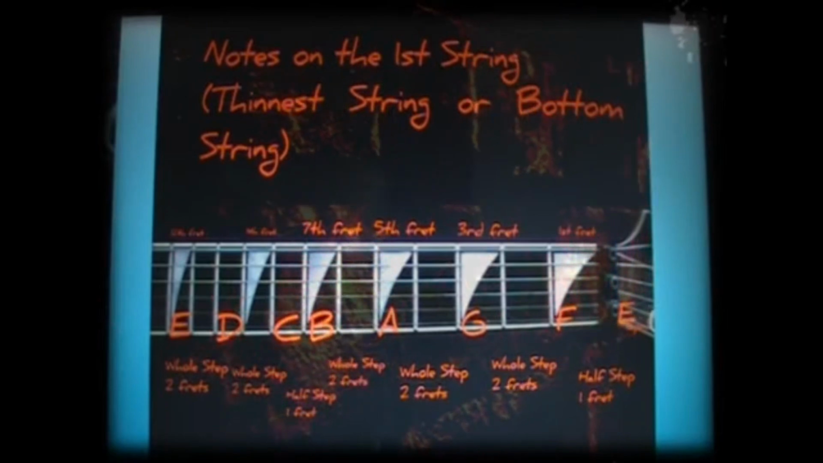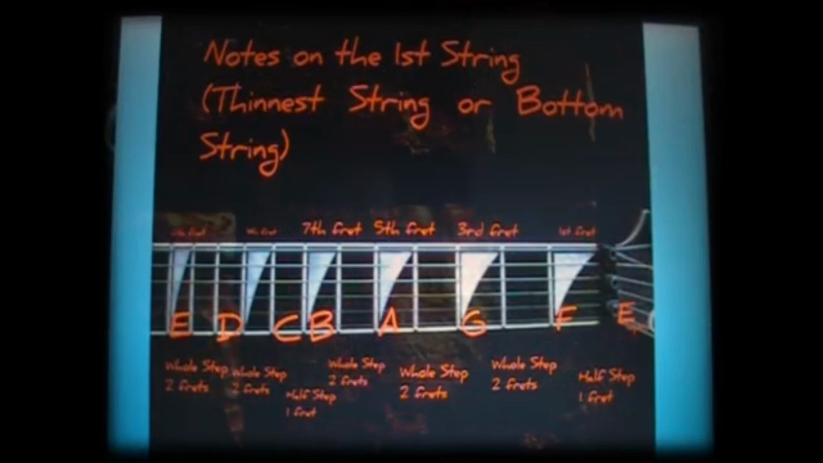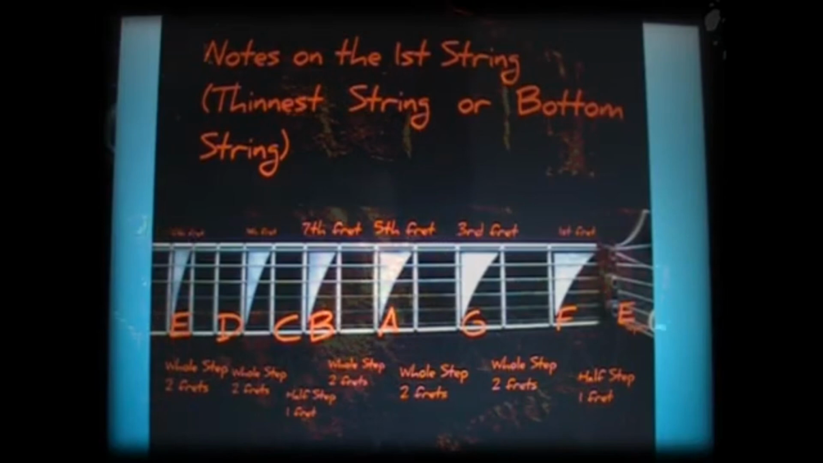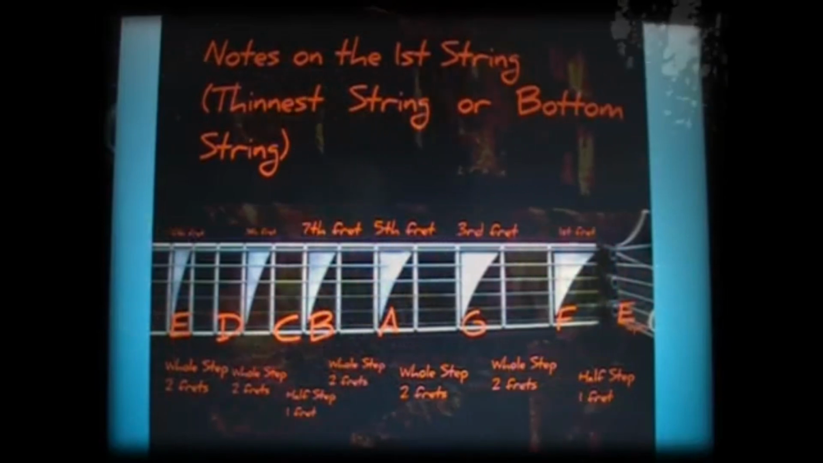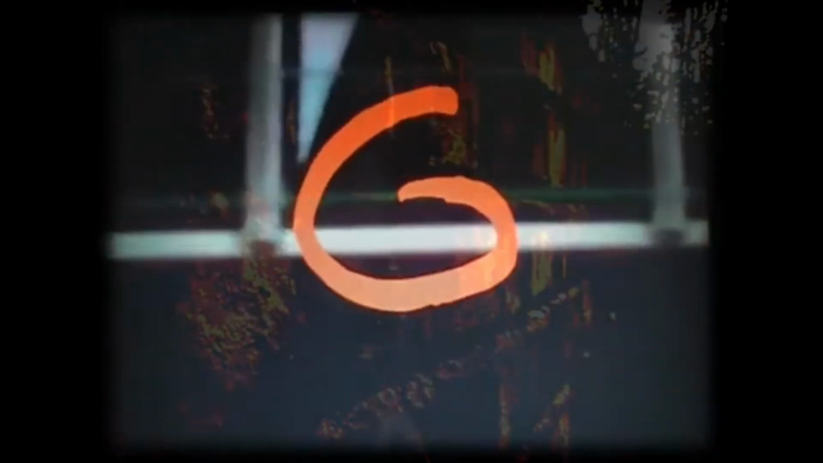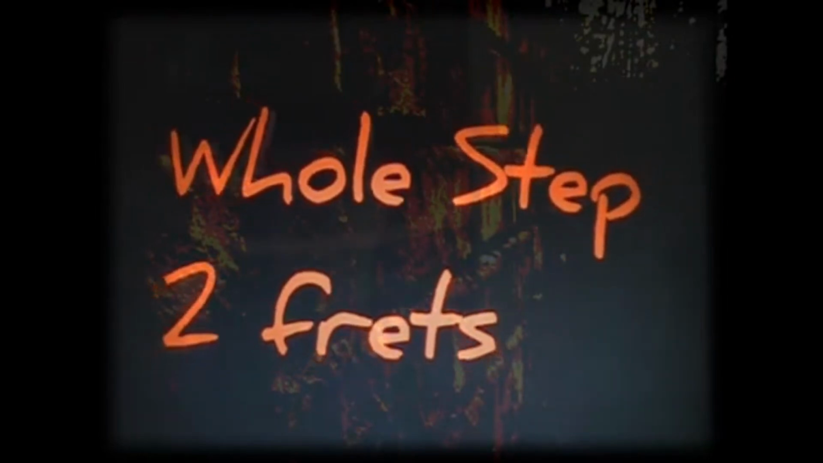Notice the pattern here. It goes half step between E and F, then whole step between F and G, then whole step between G and A, then whole step between A and B, then half step between B and C, then whole step between C and D, and whole step between D and E. And then this pattern continues to repeat itself. So E open to F, that's a half step. And here's G. And notice G to A, that's a whole step, or 2 frets.